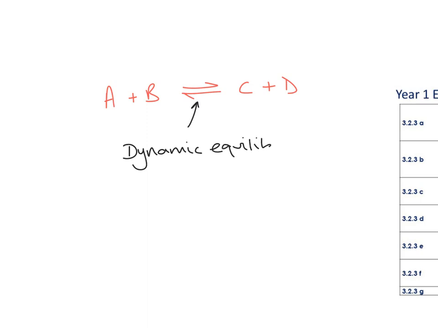We can show a typical reaction, AB being the reactants going to CD like so. We know that this is a reversible reaction due to this reversible arrow, and all reversible reactions can undergo something called dynamic equilibrium. Now, dynamic equilibrium only occurs in closed systems. So the system has to be closed. What we mean by a closed system is the fact that no matter can enter or exit.